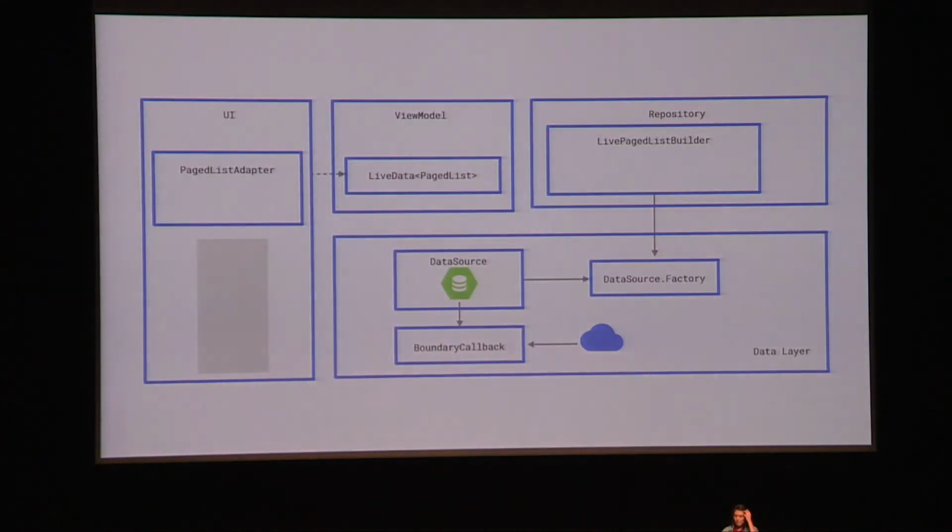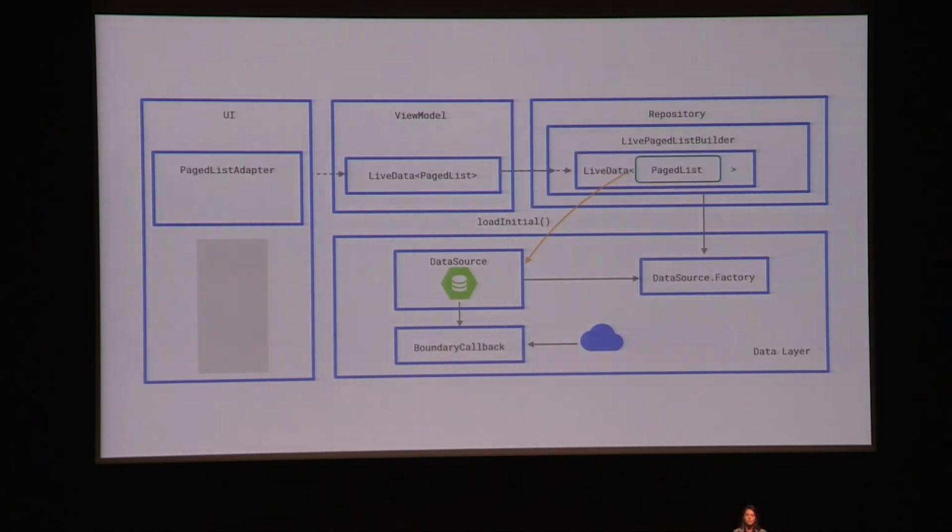Okay, let's see again the big picture and see what's happening here. First, LivePagedListBuilder is calling build. It's calling create on the data source factory. And then the boundary callback is created when we're setting the boundary callback. Based on these two elements, the page list is being created. And now two things are happening at the same time: load initial is called on the data source, but also the page list is being created.